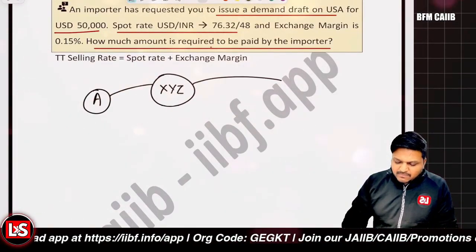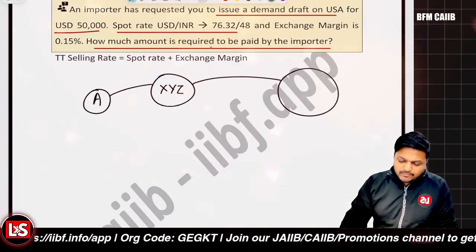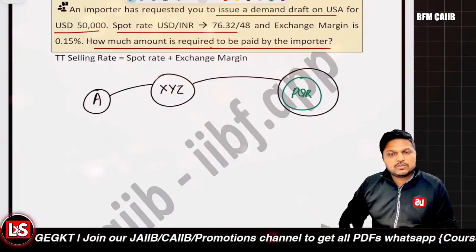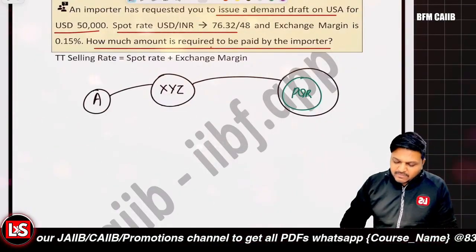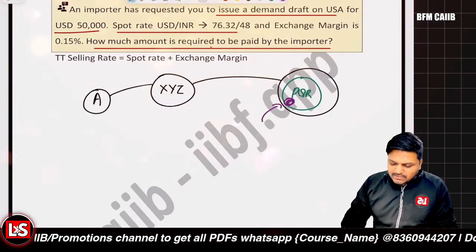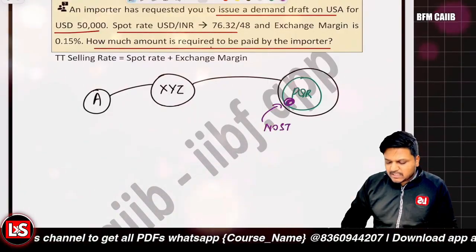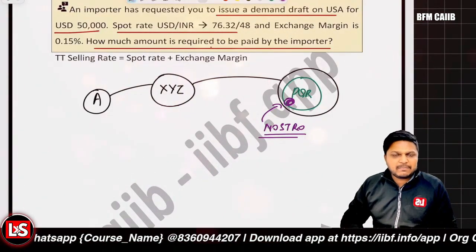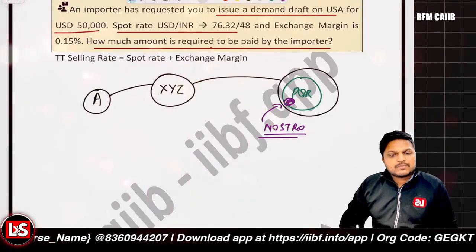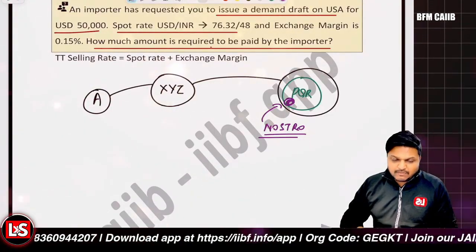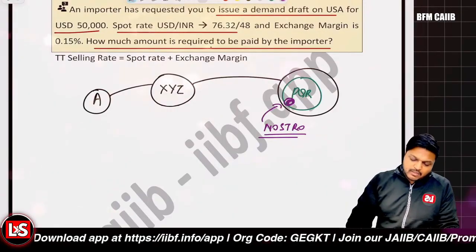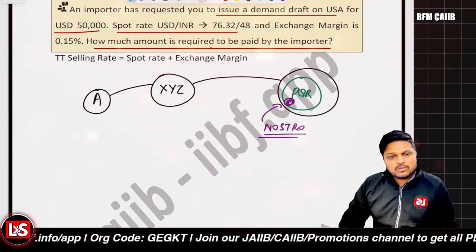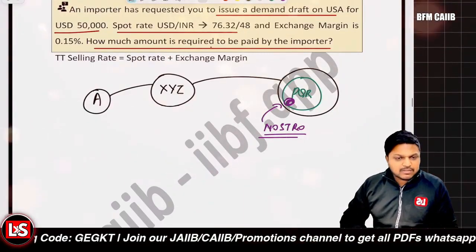And XYZ bank is maintaining a correspondent account with the bank PQR in the other country, in USA, let's say. And here the bank is maintaining an account which is called the Nostro account. That is, our account with you. It's a foreign currency account maintained by the Indian bank in the foreign country. So the bank will be debiting their Nostro account and will be issuing a demand draft to the customer.